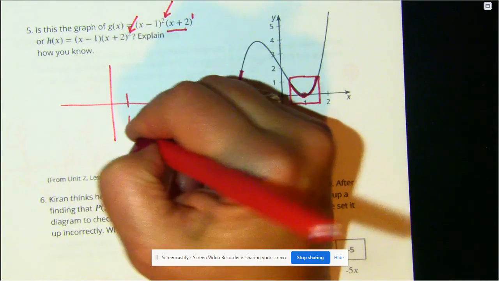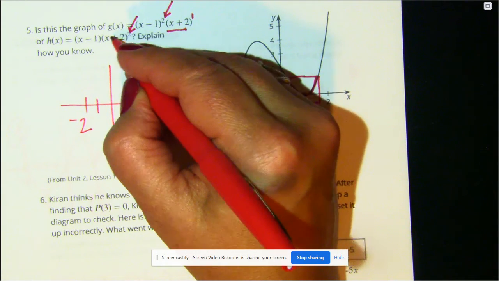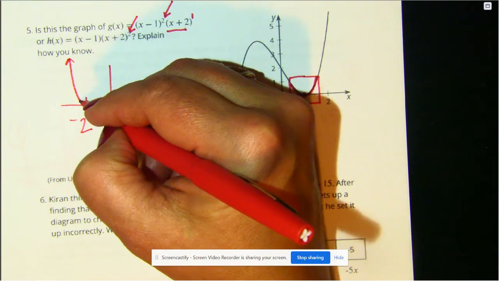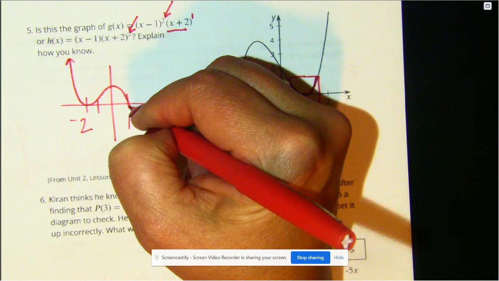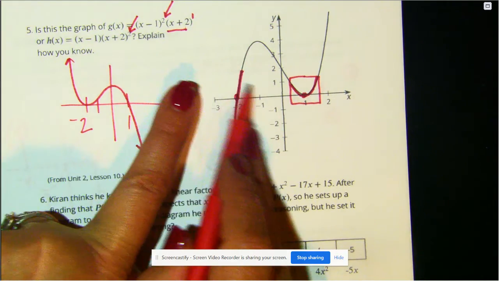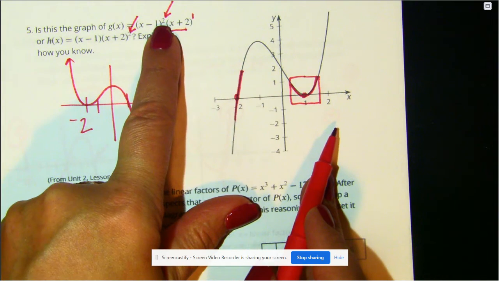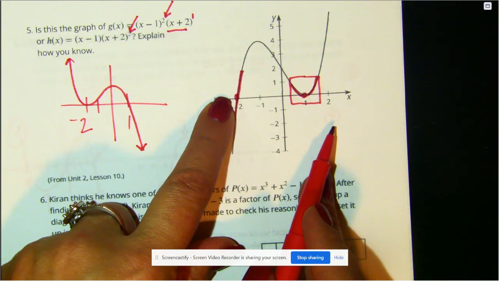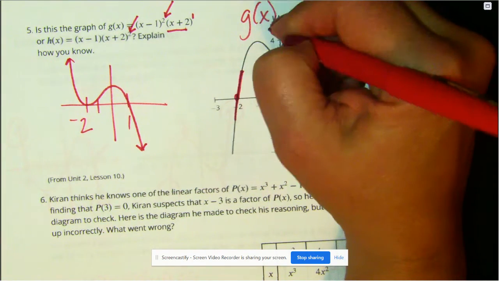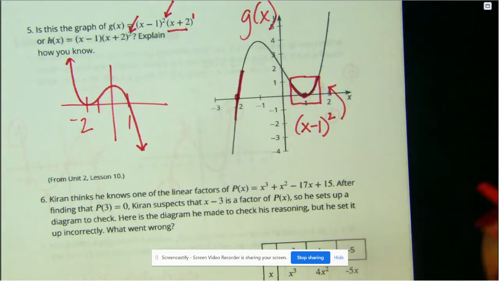If I went through 1 and negative 2, if there's an x plus 2 squared, that means it would bounce here and then go straight through at the positive 1, reversed. This is actually what's happening. It's bouncing at the 1, which means that counted twice, and it's going straight through at negative 2, which means it counted once. So this is g of x. You could put something like the x minus 1 squared. That's how come you knew.